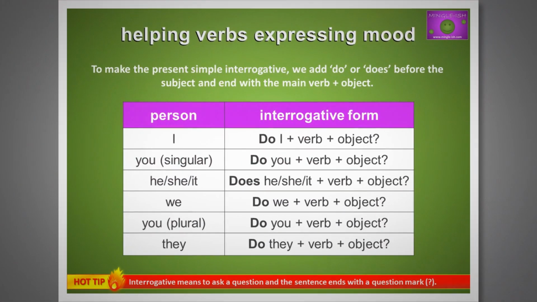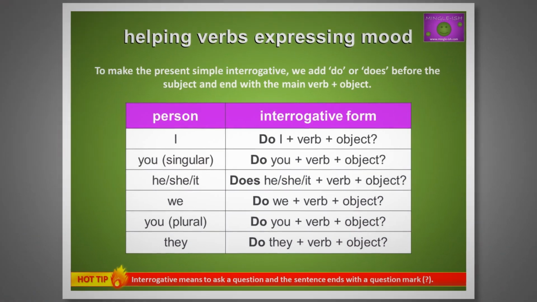To make the present simple interrogative, we add do or does before the subject and end with the main verb plus object.